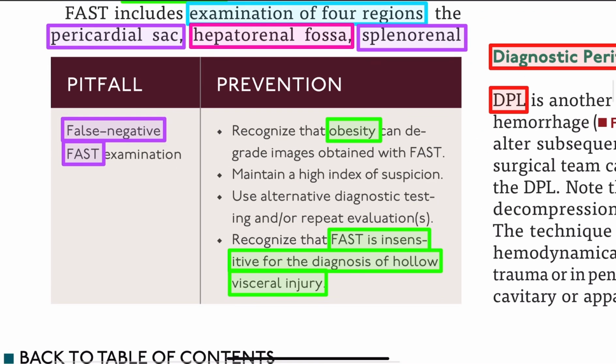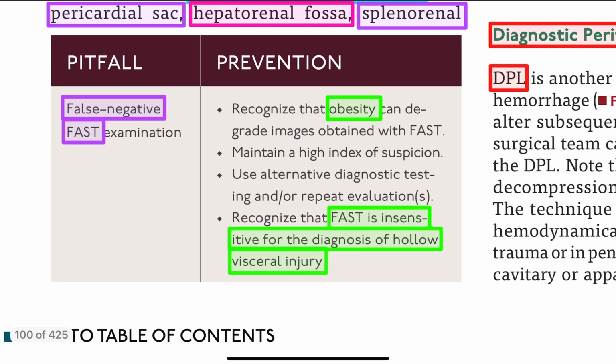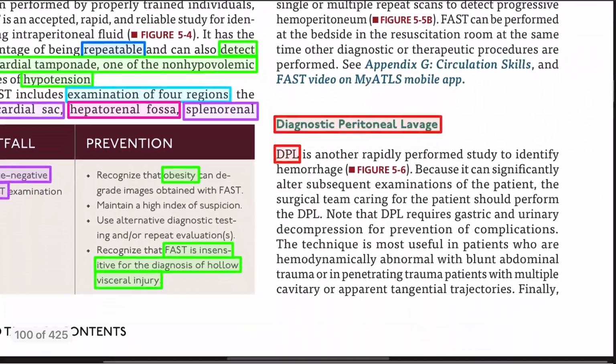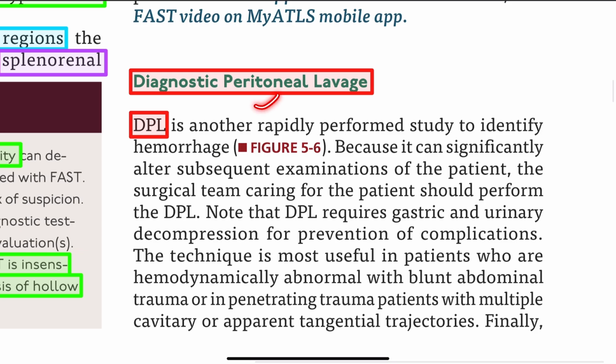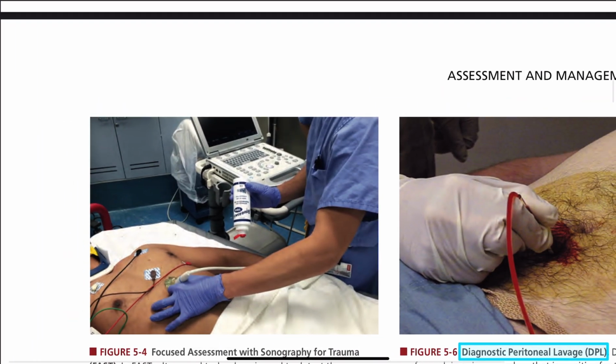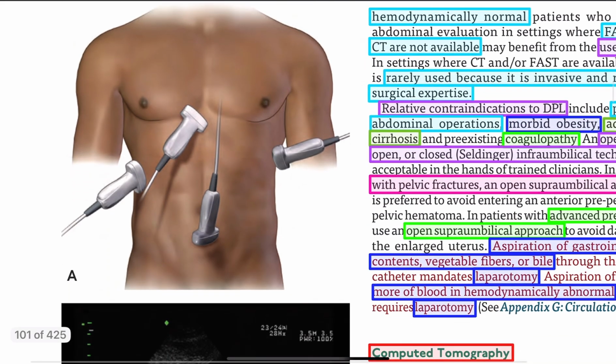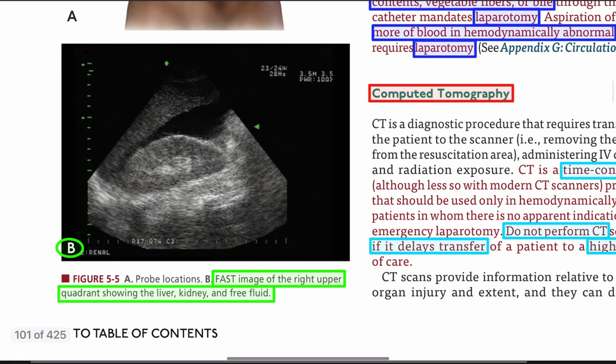False negative FAST can be present in an obese patient, and FAST is insensitive for diagnosis of hollow viscus injury. Important. Now come to the diagnostic peritoneal lavage or DPL. This is FAST being done. This is the probe position in the FAST, and this is the FAST image of the right upper quadrant showing liver, kidney and free fluid. So in image-based testing you may get this picture.